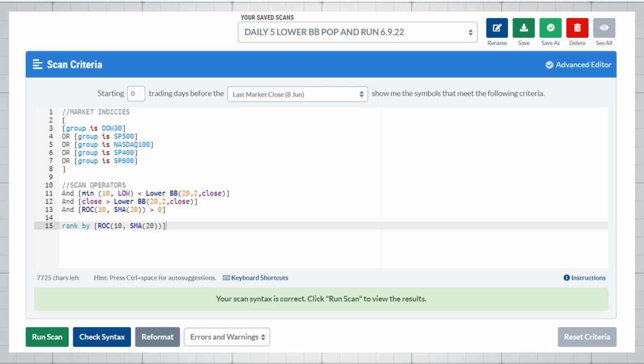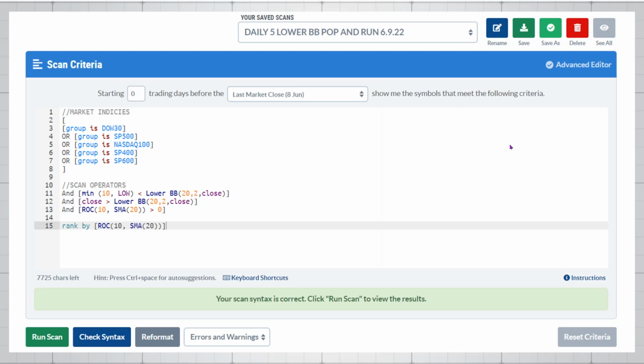We're also going to use that rate of change calculation to rank our results. So in this particular application, we're going to get the stocks that have the greatest 10-period rate of change for their 20-period SMA first. If we use the word ascending after the ranking, we would get the opposite results. We get the smallest first.